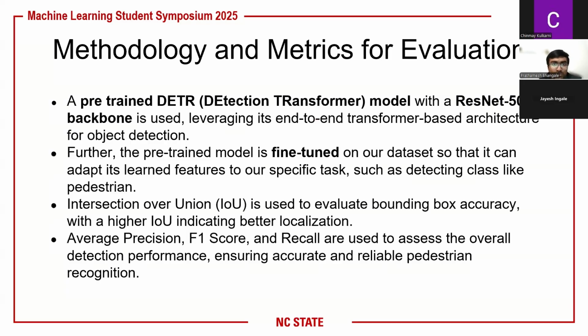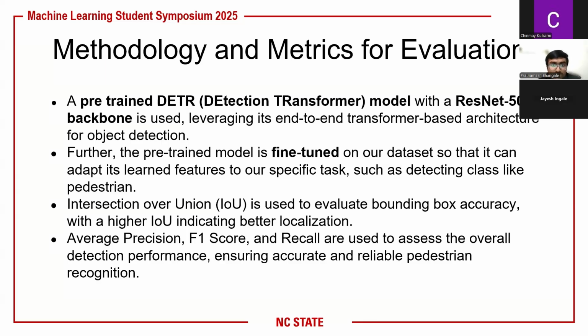Moving towards methodology and metrics, we use a pretrained DETR model with a ResNet 50 backbone. DETR reframes object detection as a set prediction task, making it more elegant and end-to-end compared to traditional models. We fine-tuned it on our pedestrian dataset to adapt its general features to our specific class.